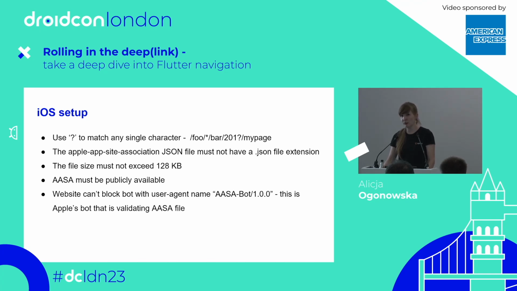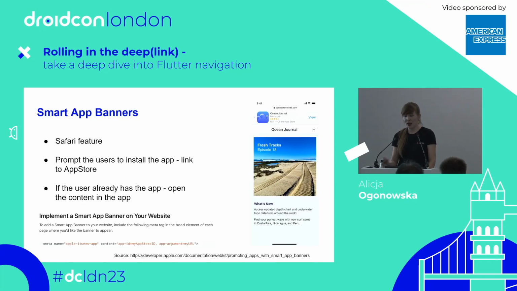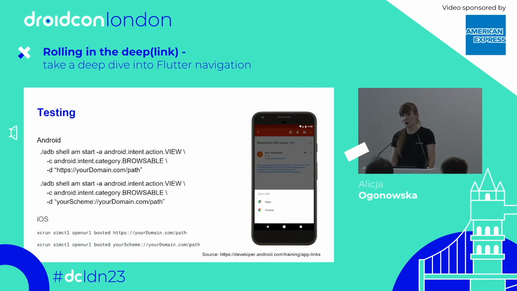And also the file must be publicly available, so if you have any problems, then make sure that your website isn't blocking Apple bots. And iOS has one more cool feature, and it's called Smart App Banners, and it allows you to display a banner on your website that will prompt the users to either open the link directly in the app if they have it installed, or open the App Store, and it's actually added by one line of code.